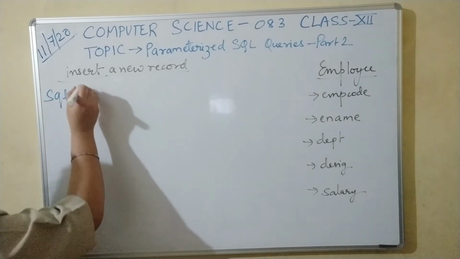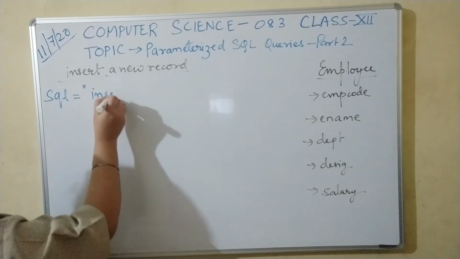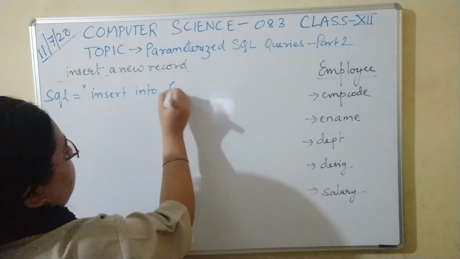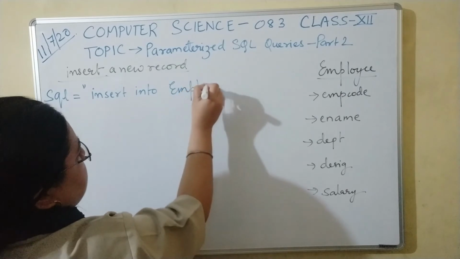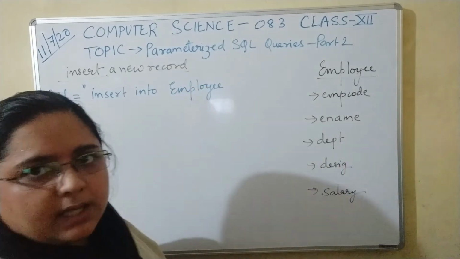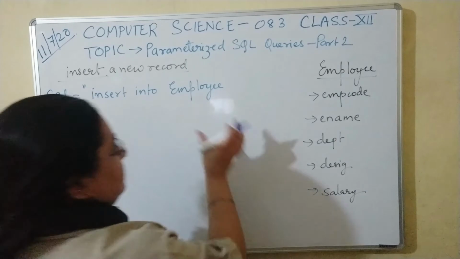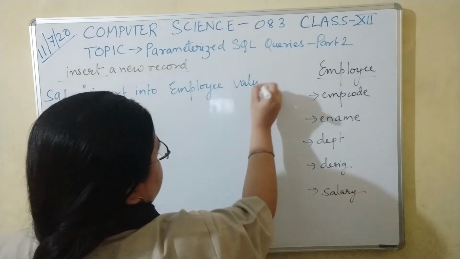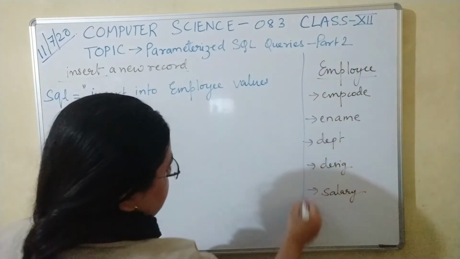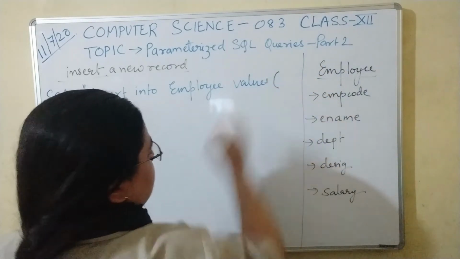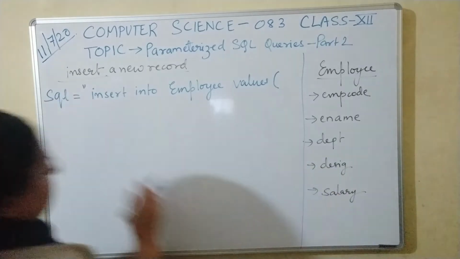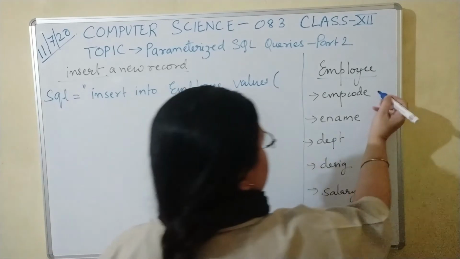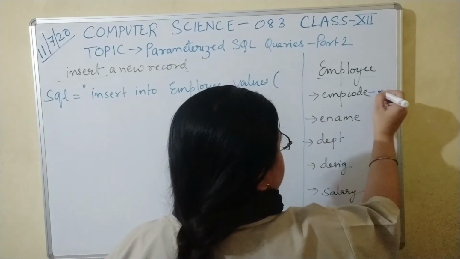SQL will be insert into employee. And because I'll be inserting all these values, I don't need to specify the fields separately over here. I'll simply be using values and bracket open, and within this I start with the very first value, that is employee code. Now my employee code is numeric, so I am just specifying it.